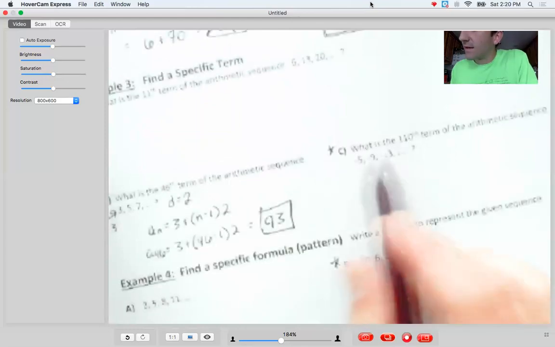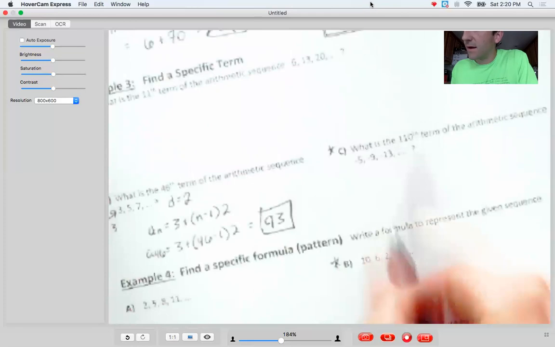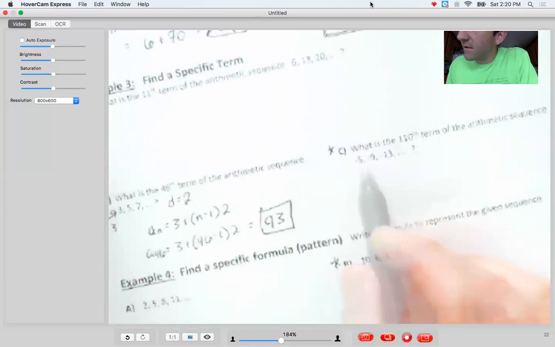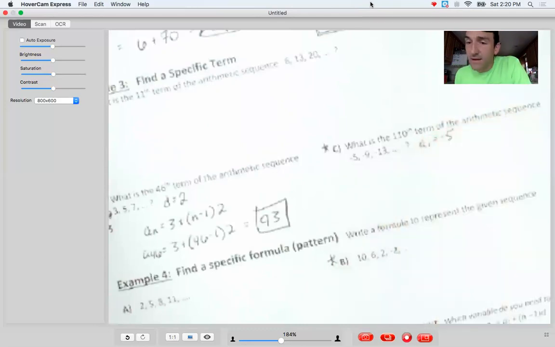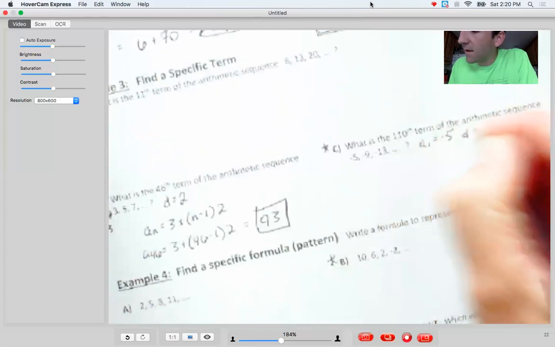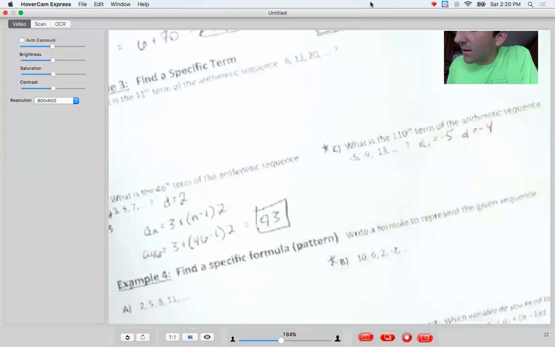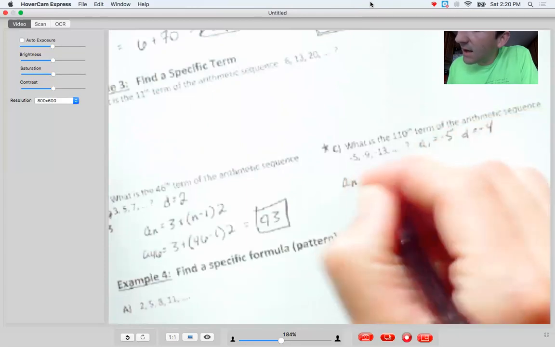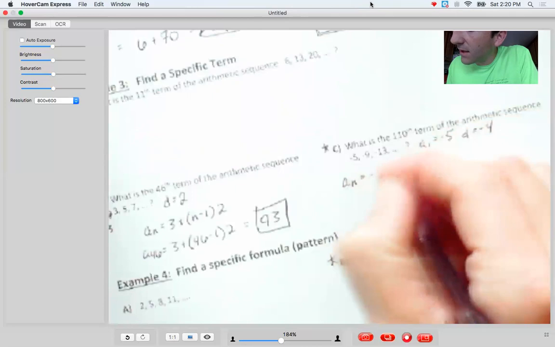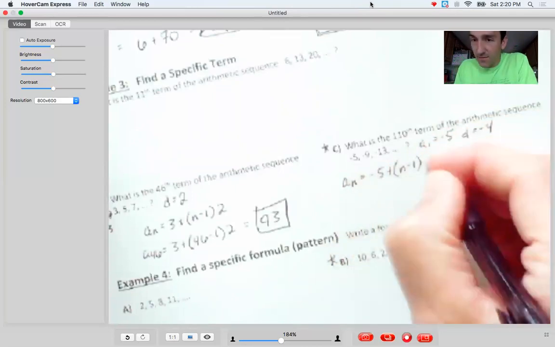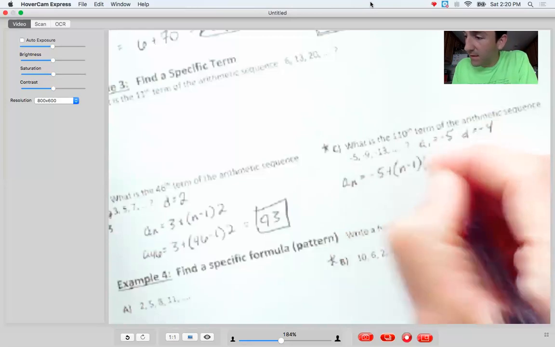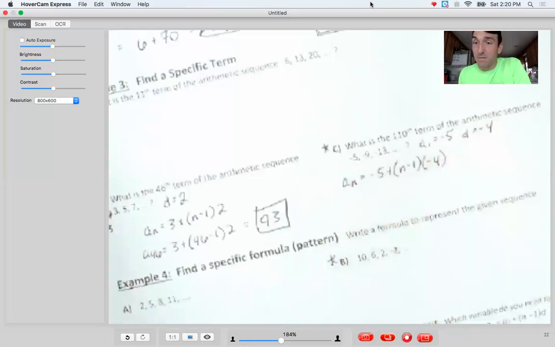So anyways, example C, find the 110th term. It starts at -5, so we're going to say a sub 1 is -5. It's decreasing by 4 each time, so d is -4. All right, so then a sub n equals -5 plus the quantity n minus 1. Now, you don't want to just put -4 at the end. You want to put that in parentheses because -4 would just be -4 instead of times -4.